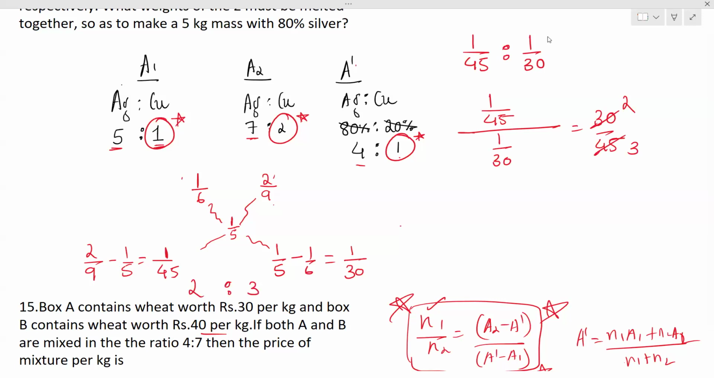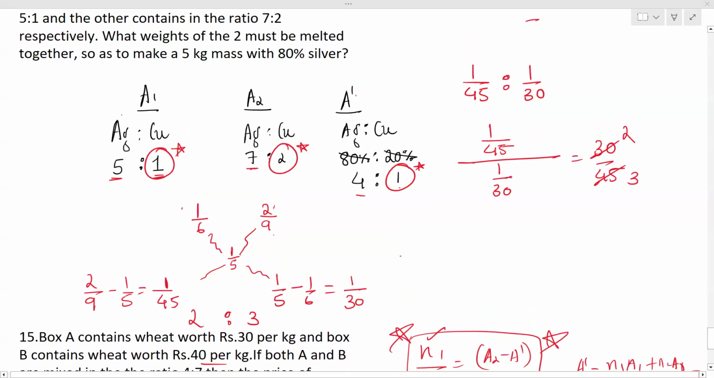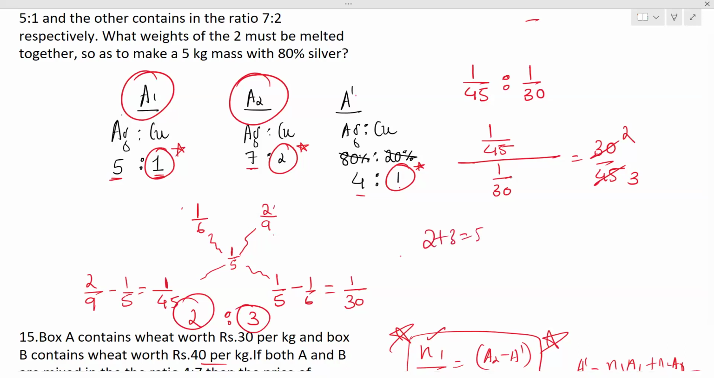In what ratio the two alloys must be used? 2 is to 3. What is he asking? So as to make a 5 kg mass of 80% silver. If you want to make a 5 kg mass of 80% silver, how much should be there? 2 kg of alloy 1 and 3 kg of alloy 2. Why? 2 plus 3 totally gives me 5 kg, right? So 2 parts must be alloy 1 and 3 parts must be alloy 2.